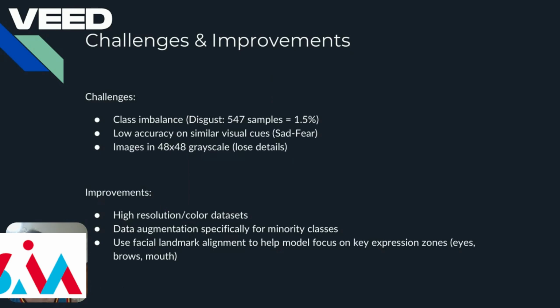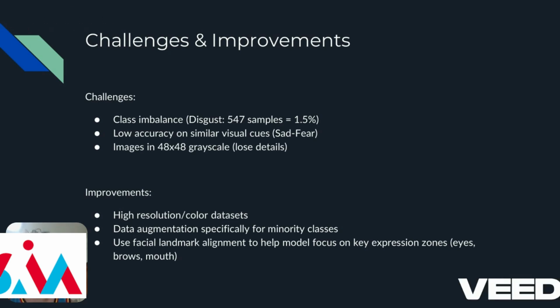So, challenges and improvements. Even though the model earlier on was able to predict the images correctly, there are also times when the model predicted the emotions incorrectly. This could be caused by multiple factors, which are the challenges that we faced. One of the challenges was due to the nature of the data set that was used. There was a huge class imbalance between some of the emotions. The disgust class totals only 547 images, which makes up only about 1.5% of the entire data set.